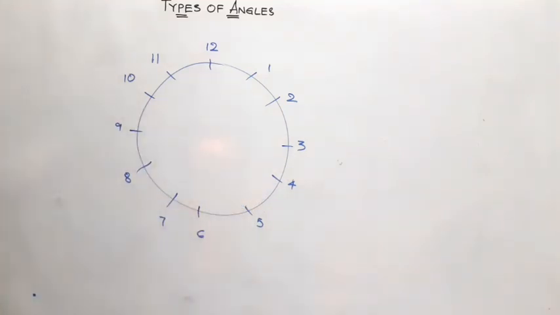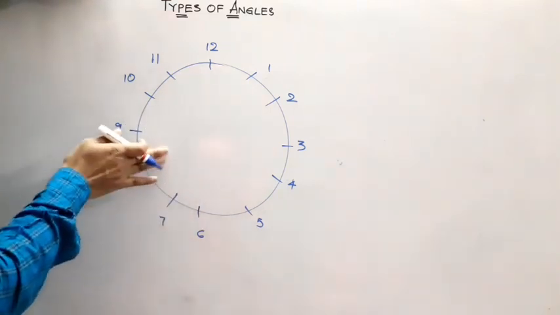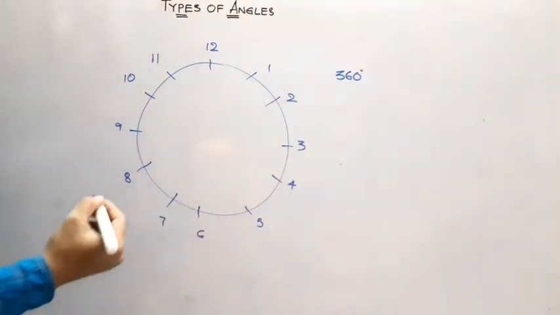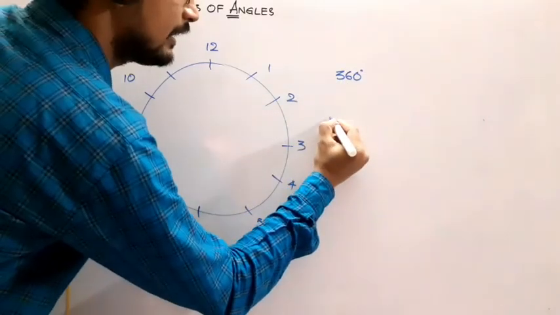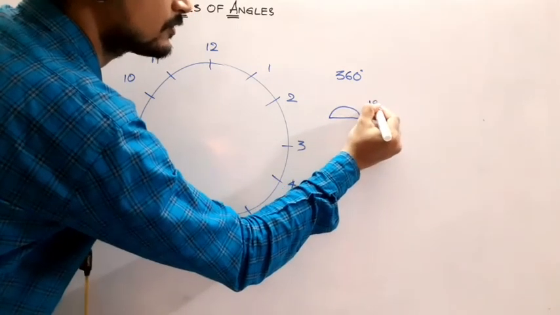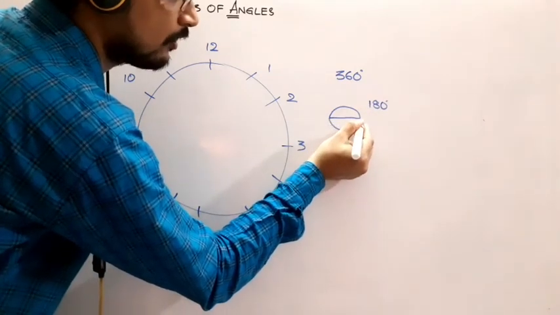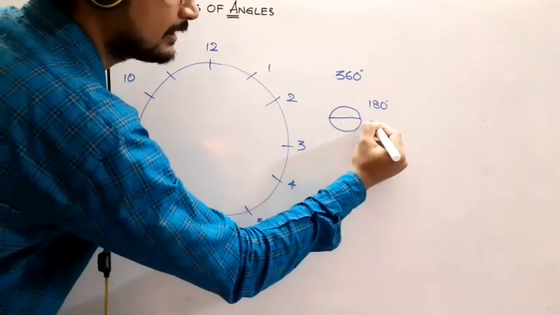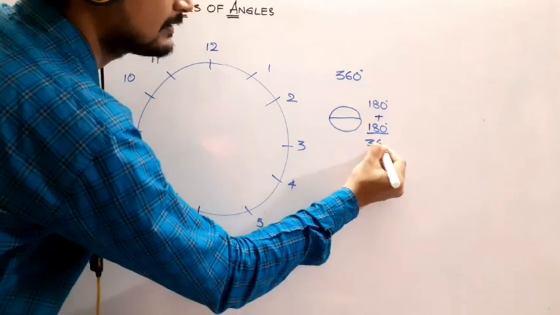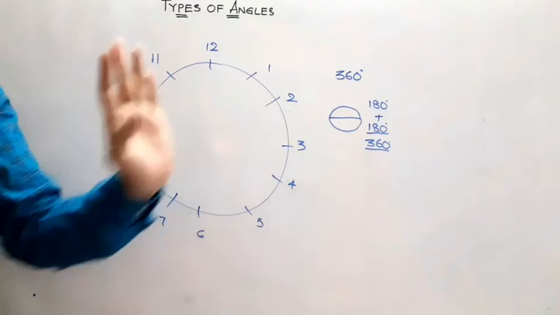Now, the total angle of a circle is 360 degrees. I will give you a simple explanation to understand this. Look, what is the angle measure of a straight angle? It is 180 degrees, we understood. If I add one more semicircle or one more straight angle, it is going to be 180 plus 180, which makes a total of 360 degrees. So the angle measure of a circle is 360 degrees.